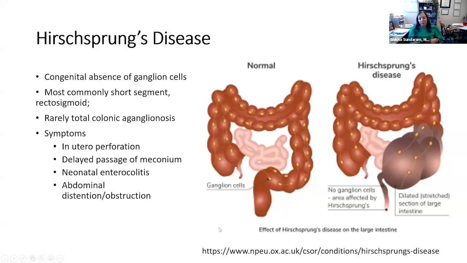Symptom-wise, patients may present with perforation of their colon while still in utero. They may have delayed passage of meconium, that thick, black, sticky stool that's at birth. They may develop infection or enterocolitis of their colon, or simply be very, very distended or obstructed. And usually the diagnosis is straightforward, but you may have what we call ultra short segment Hirschsprung's, where it's a little teeny tiny piece that doesn't have neural cells. And as a result of that, everything doesn't work, but it's not so simple in those cases to diagnose.